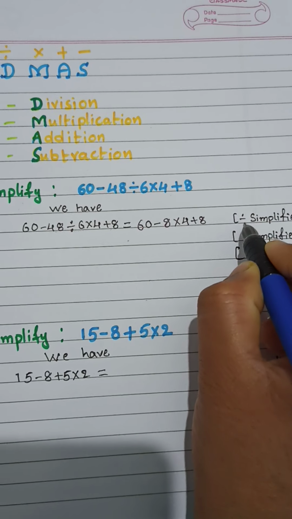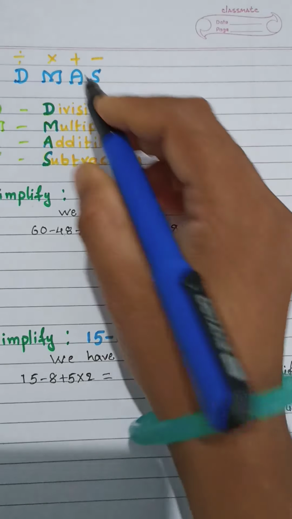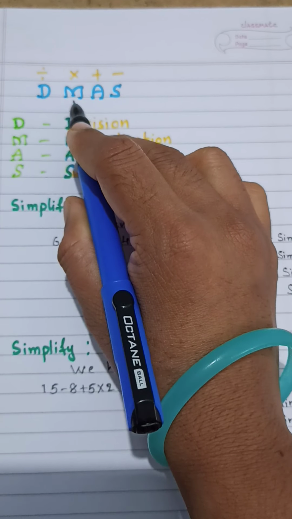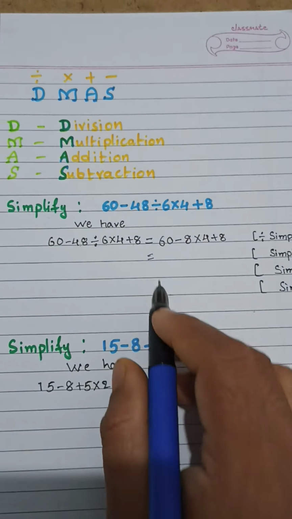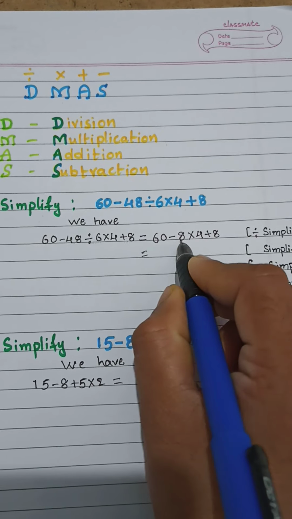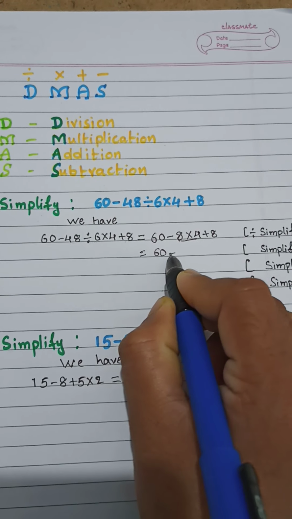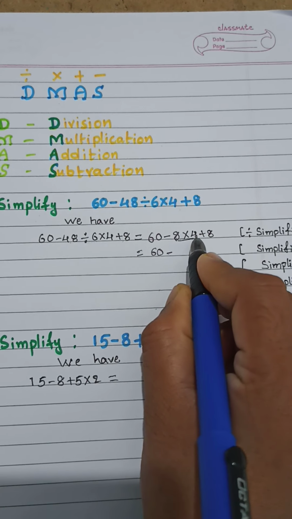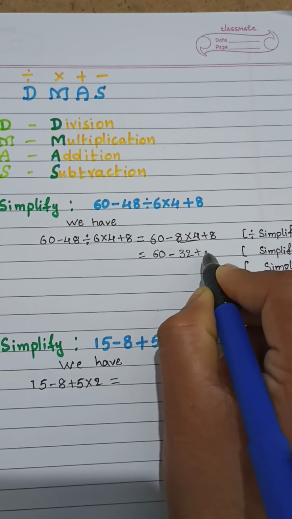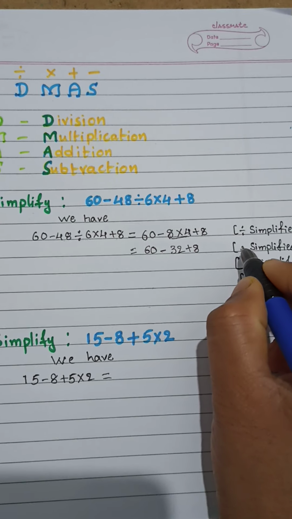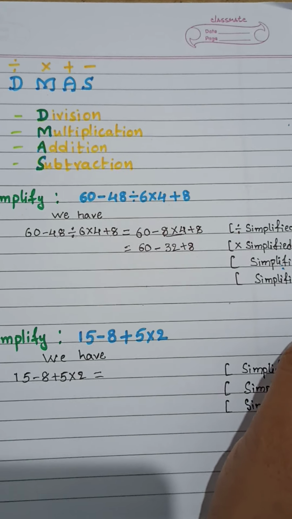We have simplified division. In the next step, let us do multiplication. Here it is, the multiplication symbol. 60 write as it is, minus 8 fours are 32. Next number write as it is. Here what we have done is simplified multiplication.